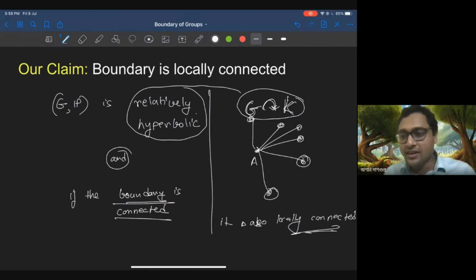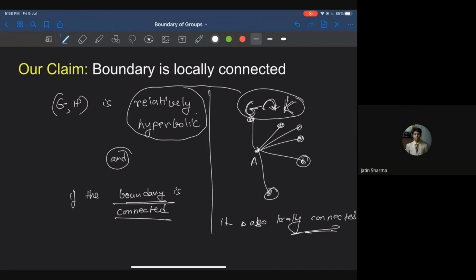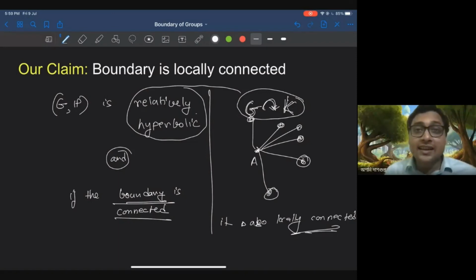Good question. Any other questions? Jatin Sharma, please go ahead. Yes, sir. Can you recommend any good book for beginners for hyperbolic geometry or topics related to this? Yeah, actually I can. That's a very good question. There is a very nice book called Low Dimensional Geometry by Francis Bonahon. I'll just type it in, okay?